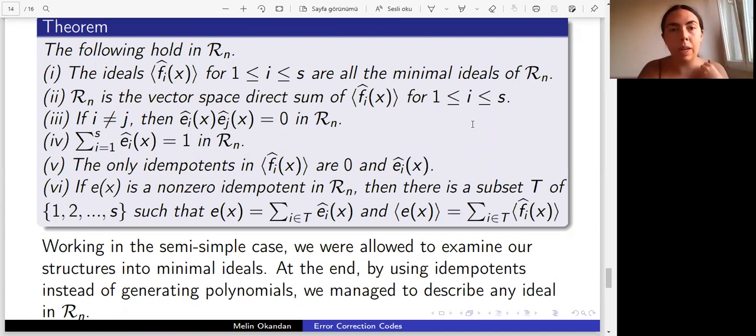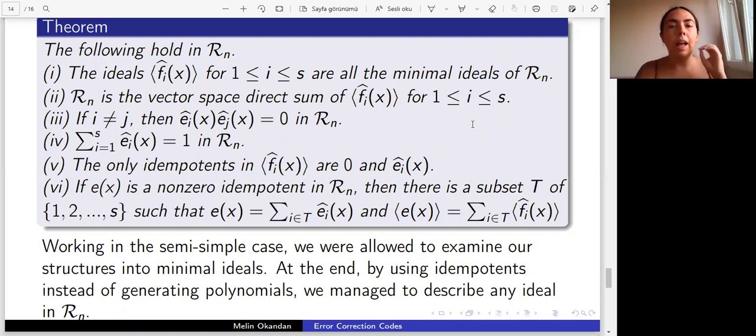Now we have some things to say about the generating idempotents of this fi hat x. If i does not equal j, we know that ei hat x times ej hat x will always be equal to 0 in Rn. And if we sum all these generating idempotents, we get the multiplicative unity of Rn. So we can express the multiplicative unity of Rn by summing up these generating idempotents. And the only idempotents in the ideal generated by fi hat x are 0 and ei hat x. What does this mean? This means that if we run into an idempotent in our ideal, we will know for sure that this idempotent generates our ideal.